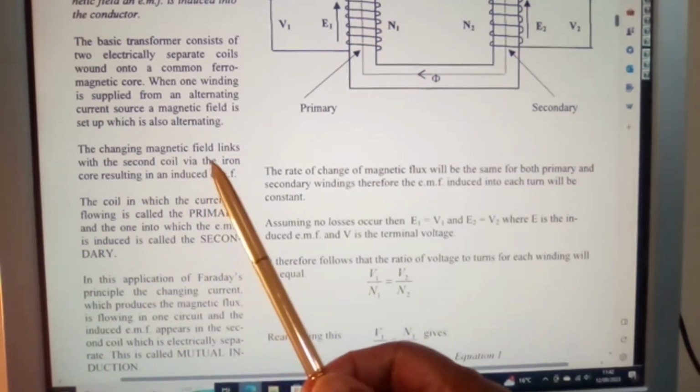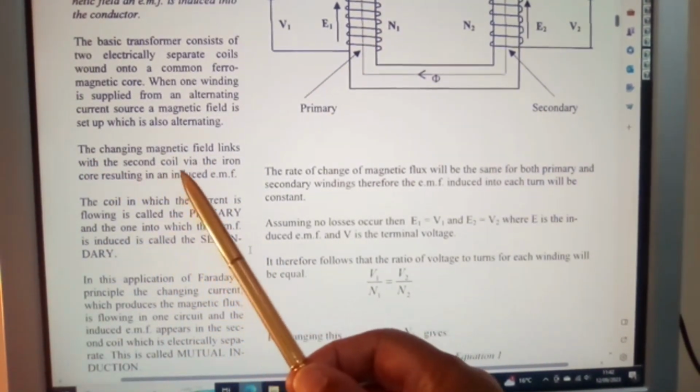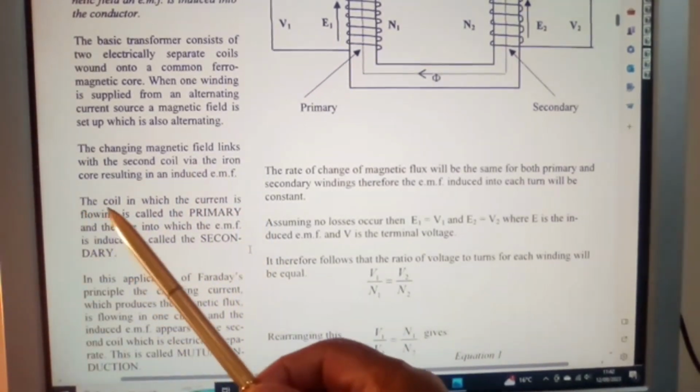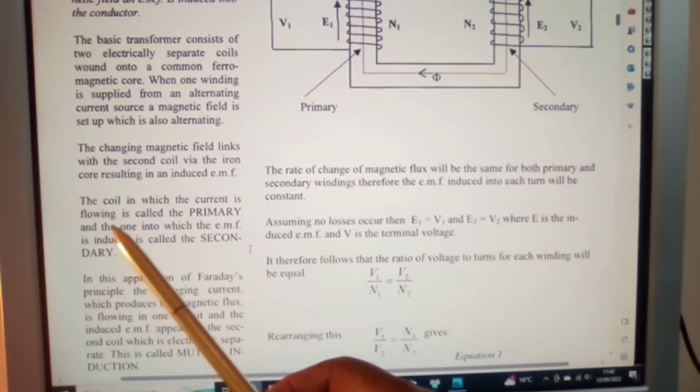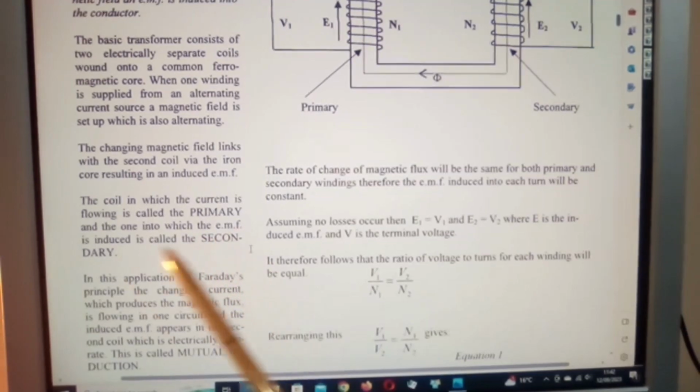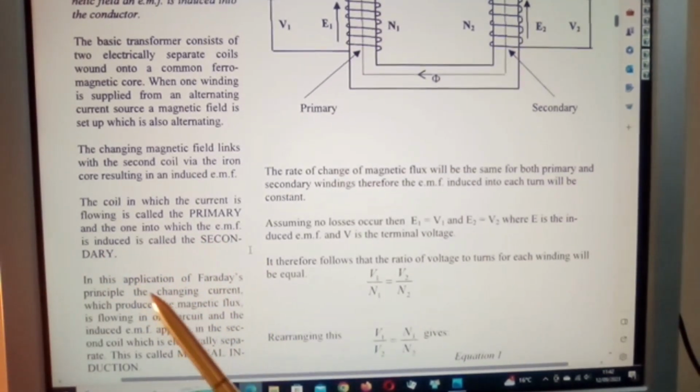The changing magnetic field links with the second coil via the iron core, resulting in an induced EMF. The coil in which the current is flowing is called the primary, and the one into which the EMF is induced is called the secondary.